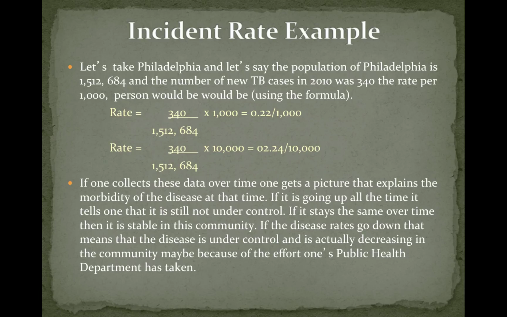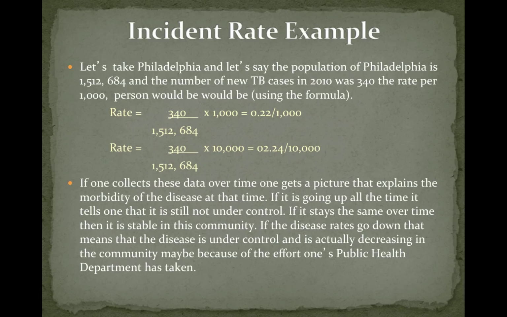So let's say we're talking about Philadelphia. The population of Philly is 1.5 million and some change, and the number of new cases of TB was 340. The rate per 1,000 persons would be 340 divided by the population, and then you multiply that number by 1,000, and you get 0.22.